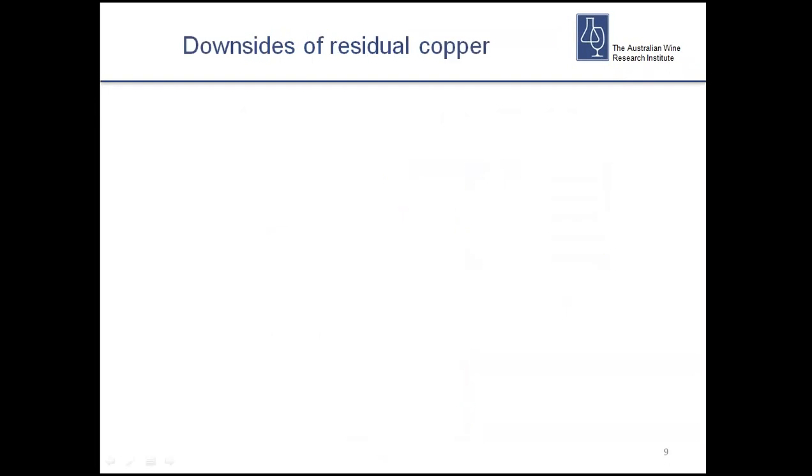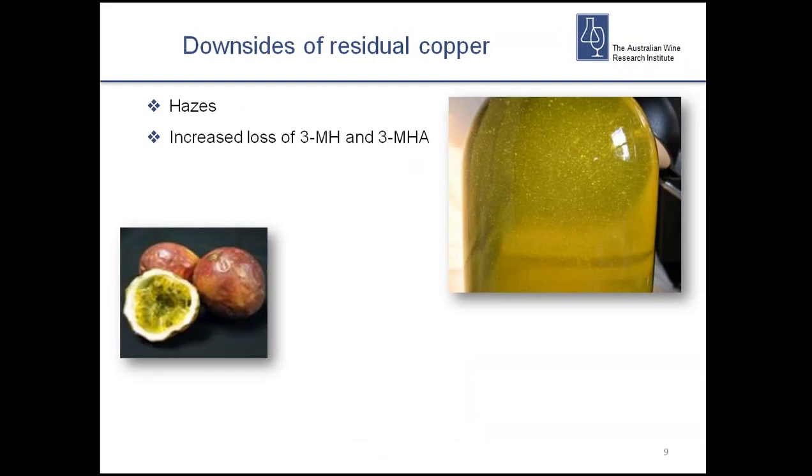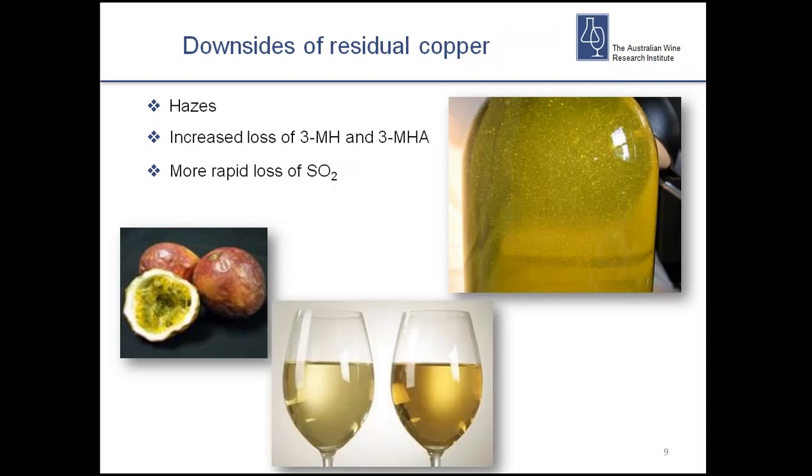And what are the downsides of residual copper? Well, there are quite a lot. We all know that if we have residual copper in our wine, and specifically our white wines, that can lead to increased haze formation and protein instability. And also, our copper doesn't only react with our reductive aromas. It can also react with our highly valued varietal thiols, such as 3-mercaptohexanol and 3-mercaptohexyl acetate. And these compounds impart our positive varietal aromas of passion fruit and grapefruit, and they're highly sought after by many consumers.